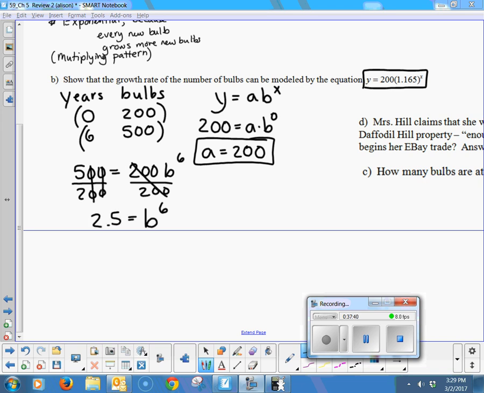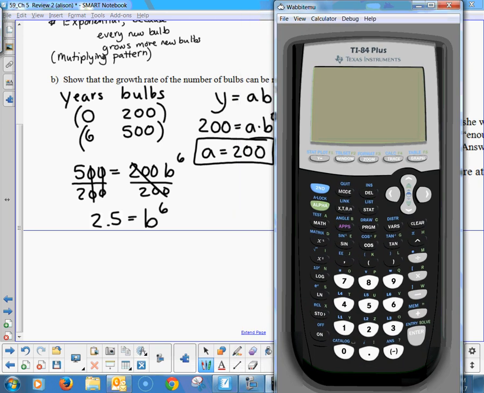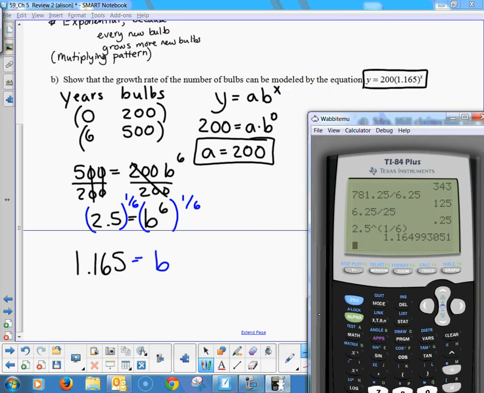I could whip out that ugly calculator of mine, and what we're going to have to do is raise both sides to the 1/6 power. And so I get b equals 2.5 to the parentheses 1 divided by 6. Enter. 1.1616. So I get b equals 1.165-ish. And what was the equation we had here? Ah, there it is!